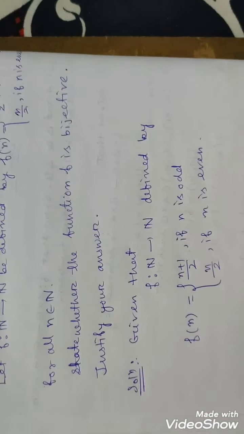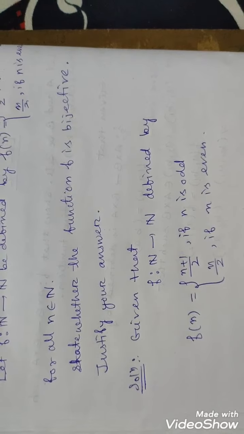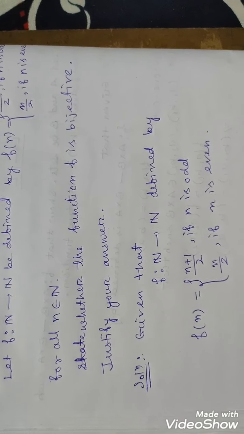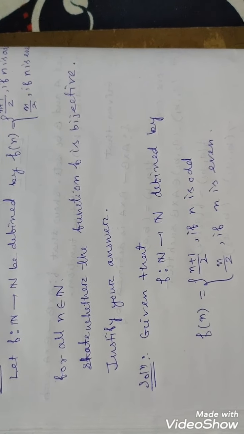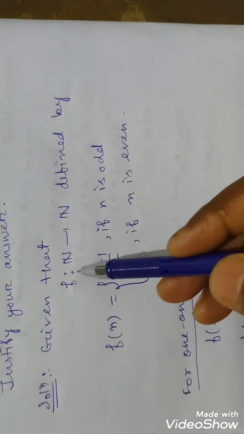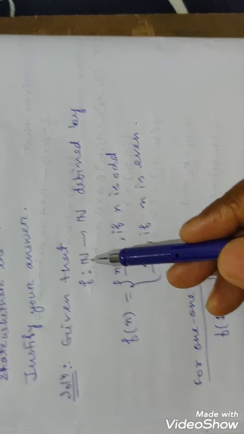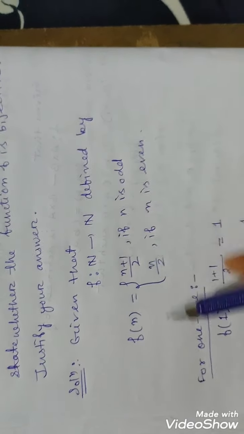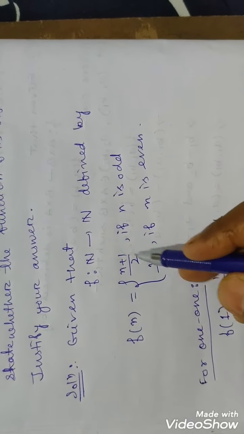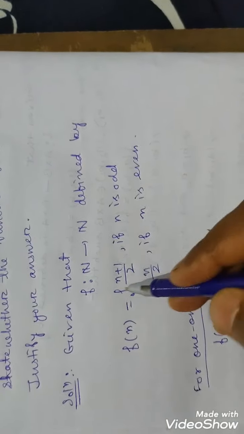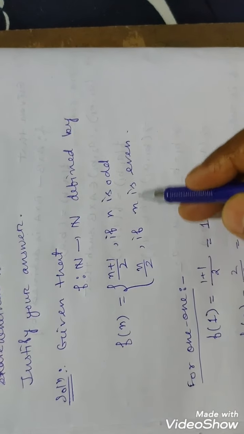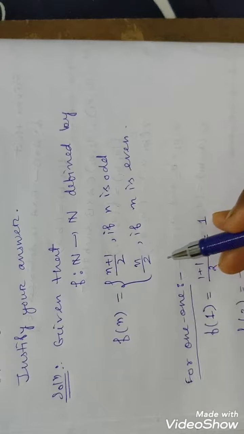Bijective means, as we have already learned, the function is 1-1 and onto. You have to remember the definition. So given that f: N → N is defined by f(n) = (n+1)/2 if n is odd, then you will get (n+1)/2, and if n is even you will get n/2.